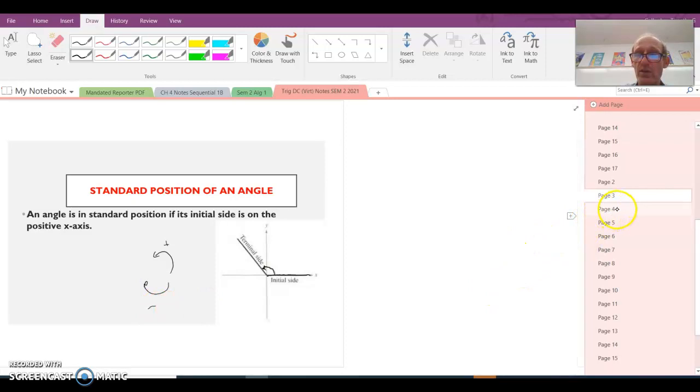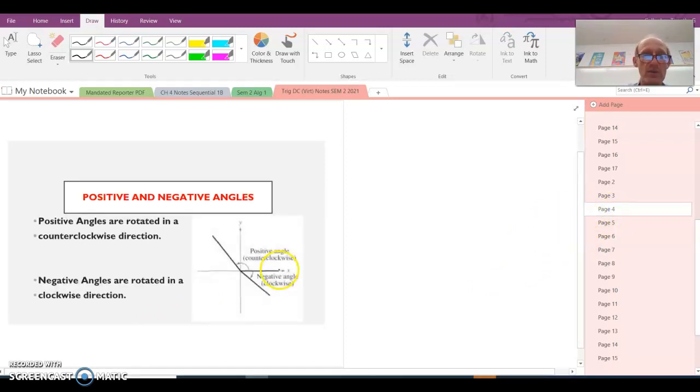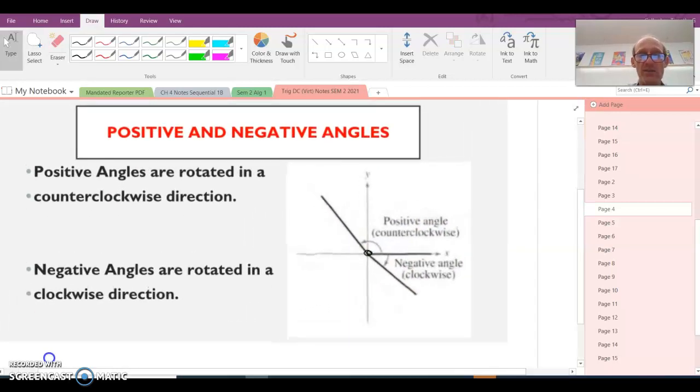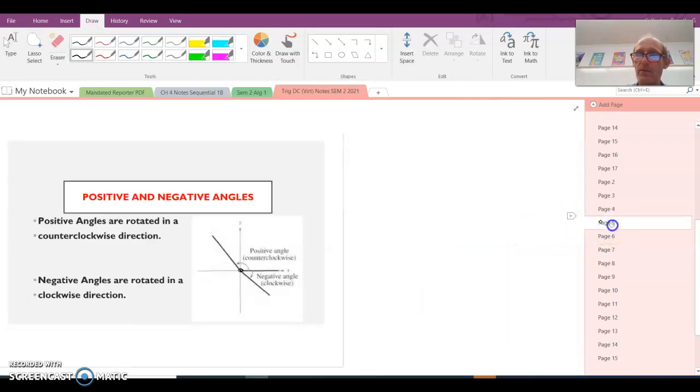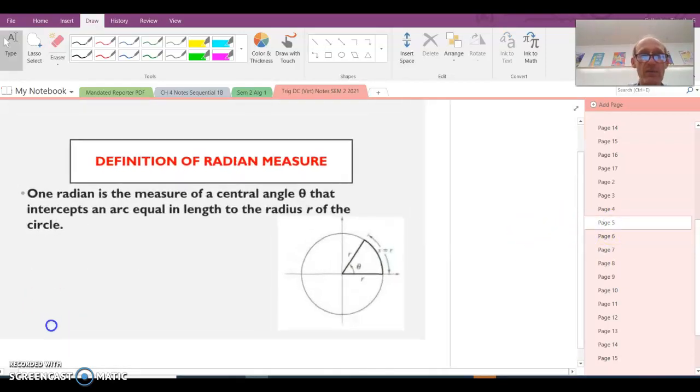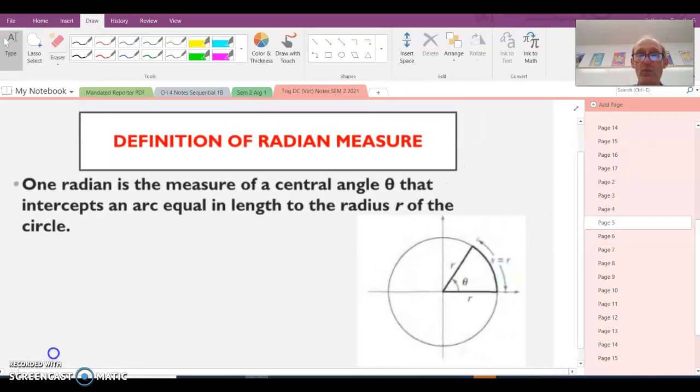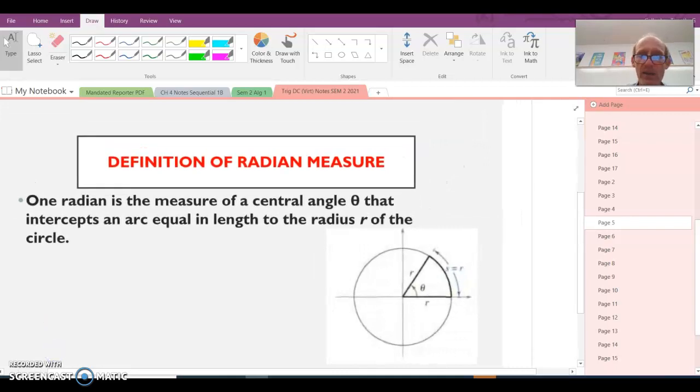So we then moved on to putting the angle in standard position, recognizing that we have a positive angle and a negative angle. Then we came across this concept of a radian. A radian is the size of the angle when the radius of the circle is equal to the length of the arc.